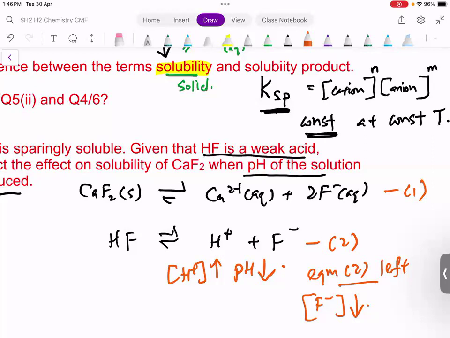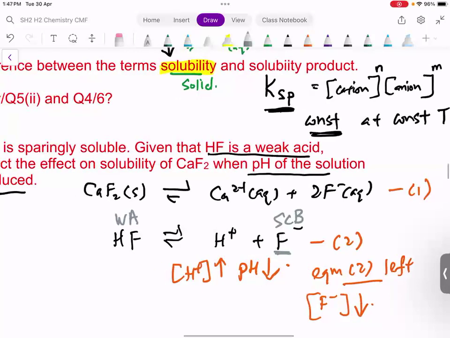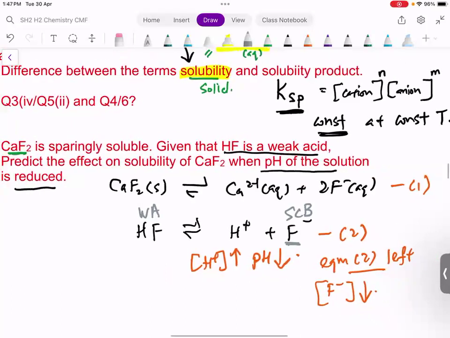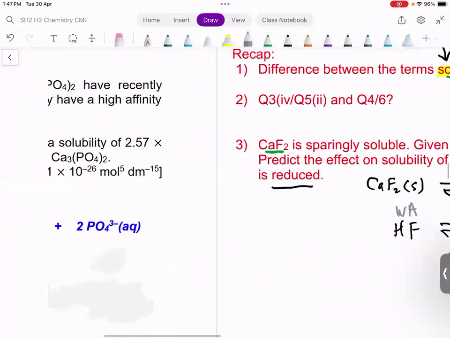Being a strong conjugate base, fluoride. When I say strong conjugate base, why is this a strong conjugate base? Because it comes from a weak acid. Okay, if there's no further question, then let's move on.